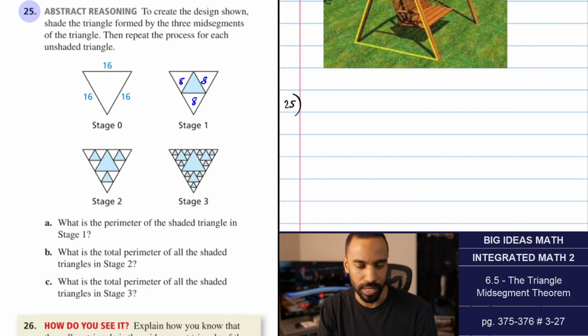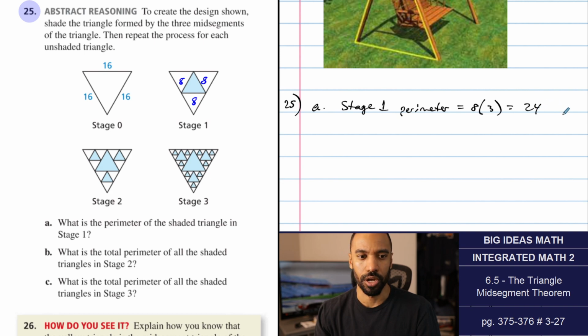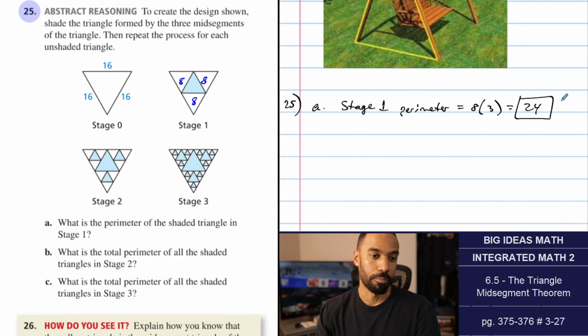There are two ways to do it. You can just do 8 times 3 right here. Stage 1 perimeter is 24. You could also take half of the perimeter of the first one.